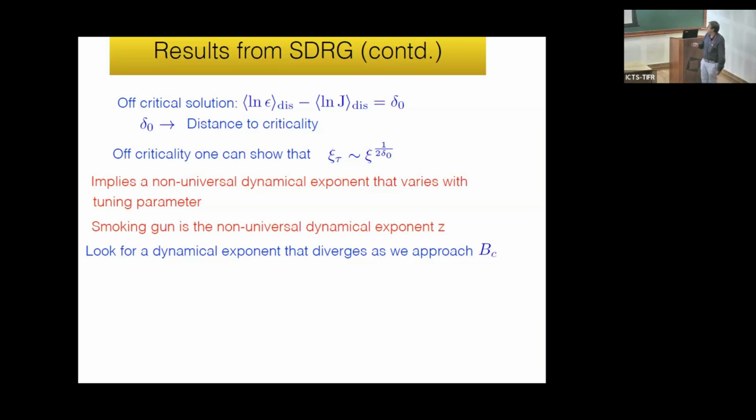This delta naught is essentially related to your B minus BC. So the smoking gun signature of any of these Griffiths effects, or any of these infinite randomness associated effects, is the presence of a non-universal exponent as you approach the critical point. So that is what we are going to be looking for.